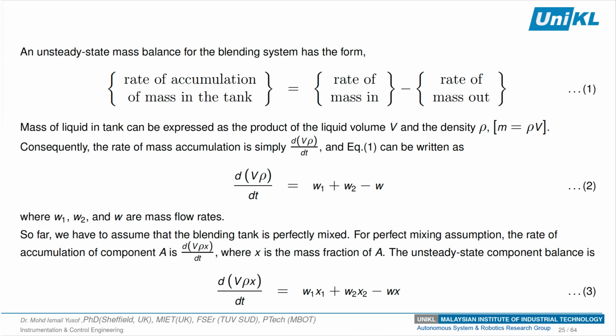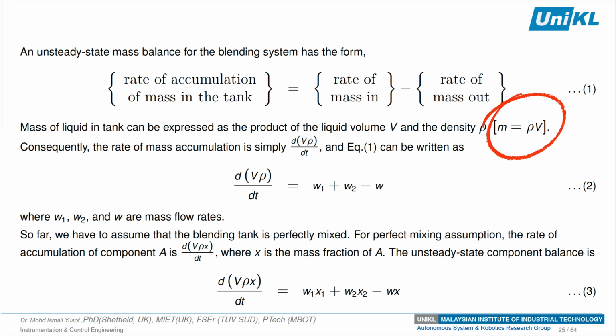Now, consider conservation of mass. Rate of accumulation of mass in the tank is equal to rate of mass for both inlets minus the rate of mass on the outlet. Note that there are two inlets which are inlet 1 and inlet 2. Mass of liquid in tank can be expressed as the product of the liquid volume, denoted by letter V, and the density of the liquid in the tank, given by ρ.